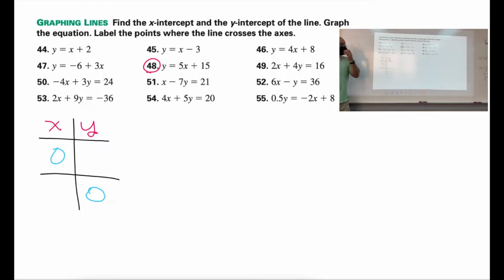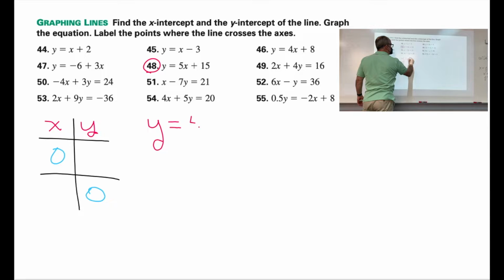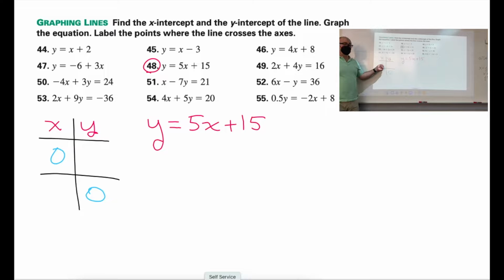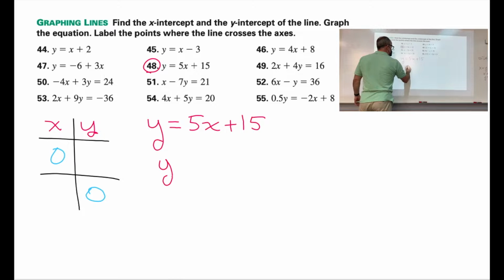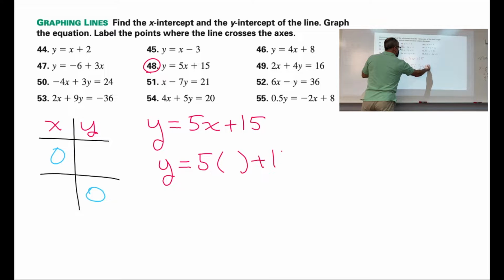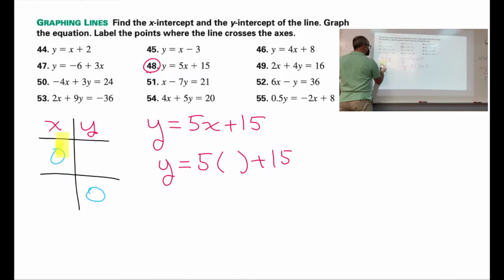Now, how do we fill out this table? Well, for the equation y equals 5x plus 15, this 0 in the table that is under the x means put a 0 in for x and find the y. So we are going to take this 0 here and put it in for the x coordinate, and we're going to solve that for y.